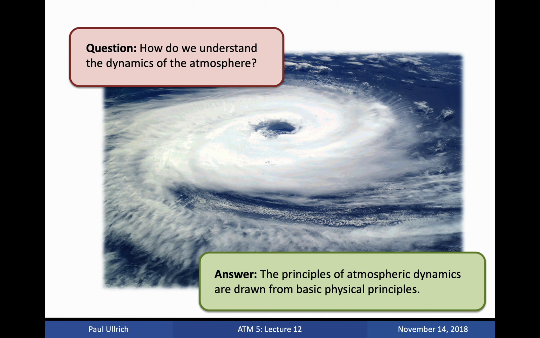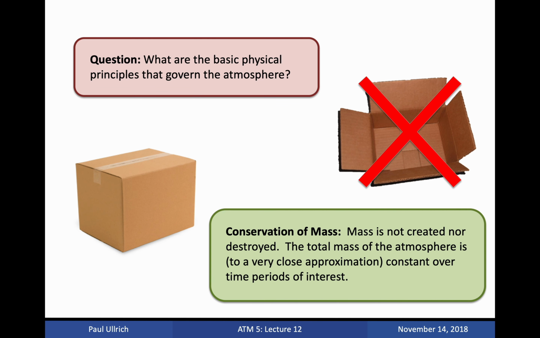So how do we understand the dynamics of the atmosphere? What gives rise to features like tropical cyclones or extratropical cyclones or atmospheric rivers or other large-scale circulations in the atmospheric system? Well, it turns out that the atmosphere can actually be described very readily in terms of very basic physical principles, namely ones that you would typically learn in, for instance, a high school physics class or even a first-year physics class. So the first of these basic physical principles is conservation of mass.